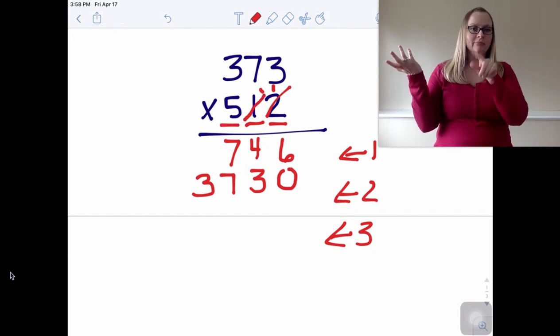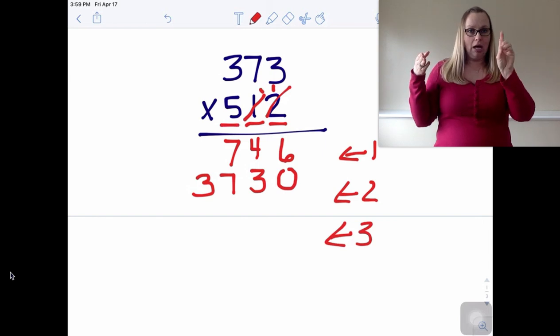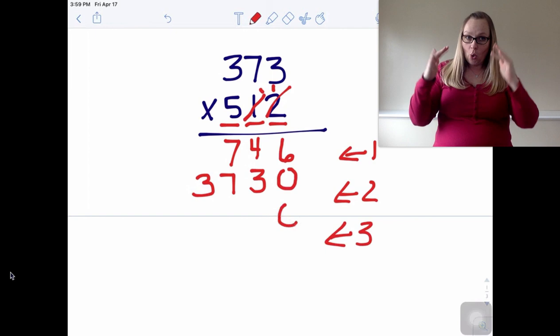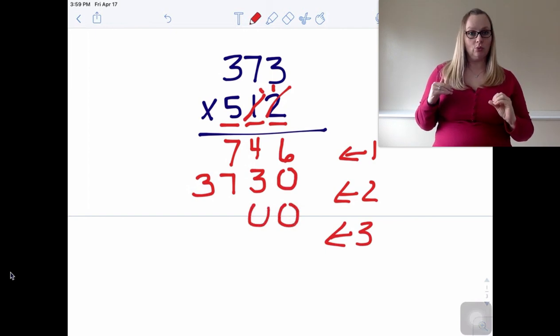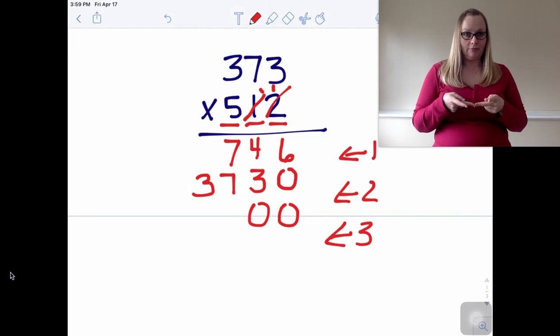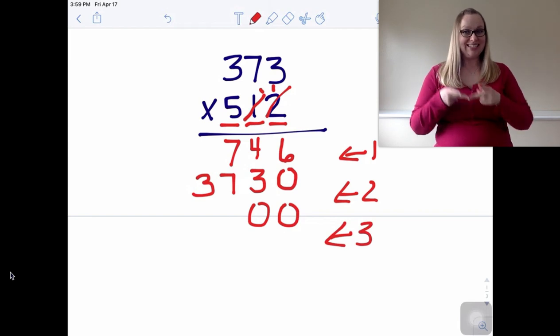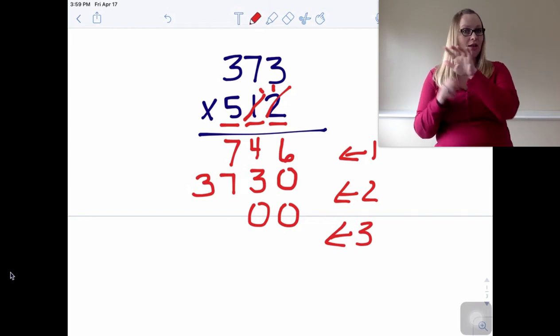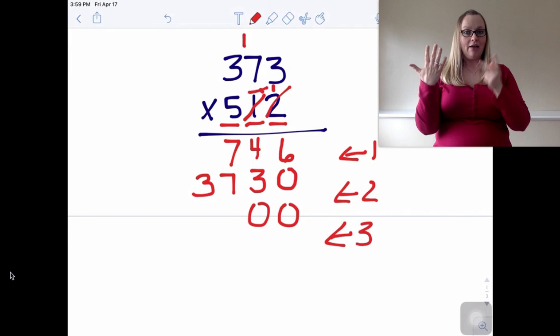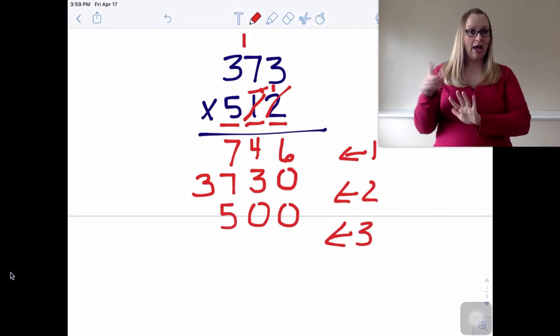Now I move on to the hundreds place. So before I start multiplying, I'm going to go down to the third answer line, and I'm going to put a 0 in the ones place and a 0 in the tens place to hold the spots. Because my number is in the hundred space, that's where I'm going to start adding my answers into that answer row. 5 times 3 is 15, so I carry the 1, I put down the 5.